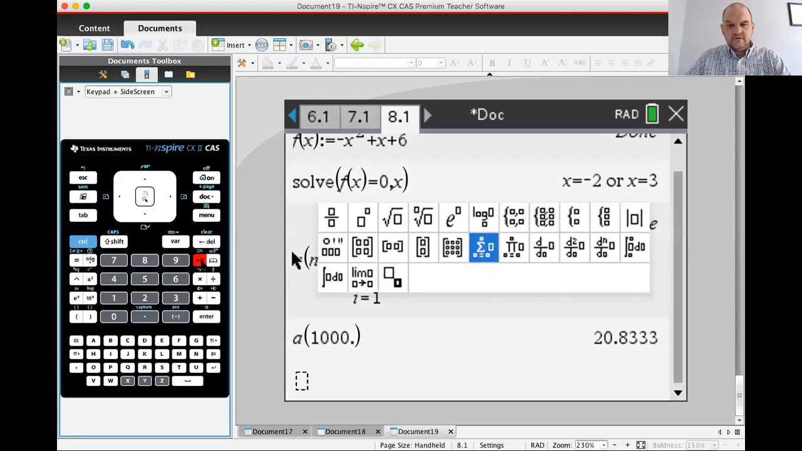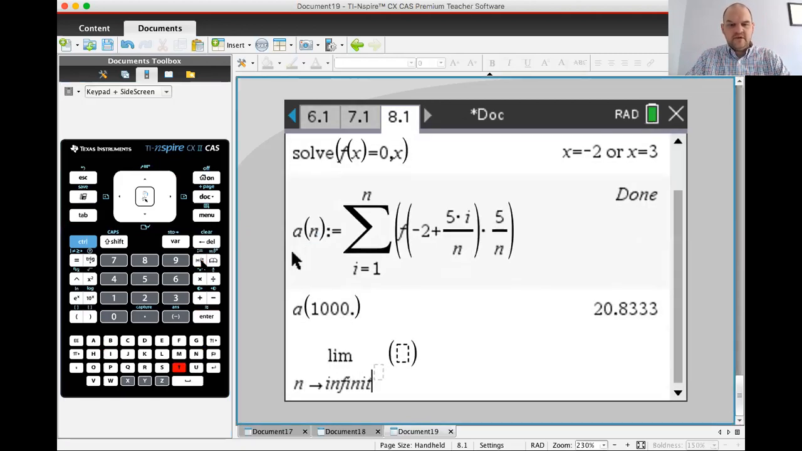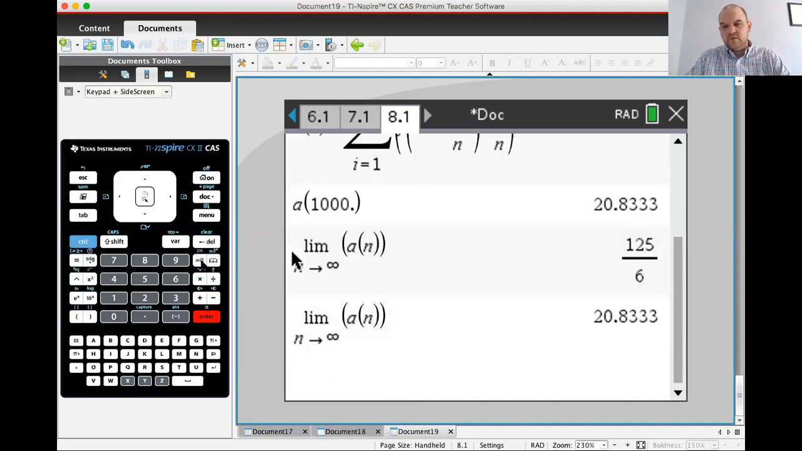Let's do a limit just while we're here. Limit n to infinity of A of n. Ooh, look at the accuracy on that, right? So 1,000 rectangles versus an infinite number, same to 4 decimal places. Very cool. So I'm going to write this down so that when I get back to the notes, I don't have to wonder. A of 1,000 is, I'm going to put approximately because it is an approximation, even though we have found that it's the same.